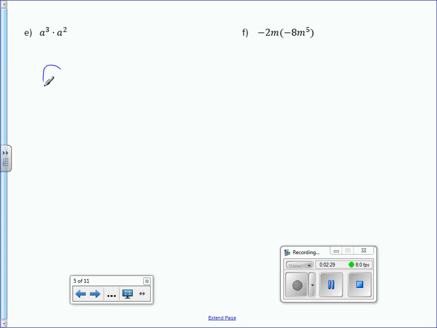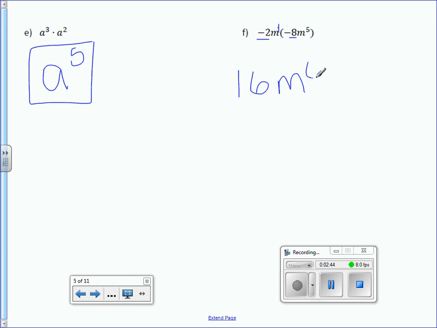Letter E, keep the base, add the exponents. Letter F, again, multiply those numbers first. You get a positive 16. M, remember there's an invisible 1 there, so it's M to the 6th power.